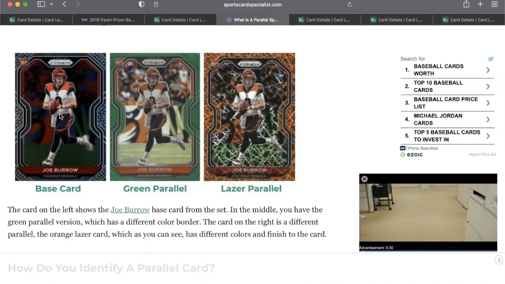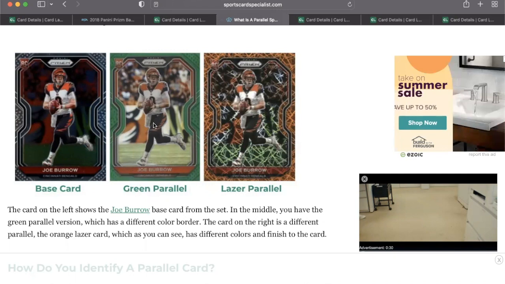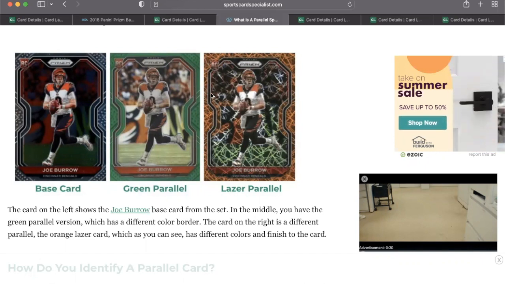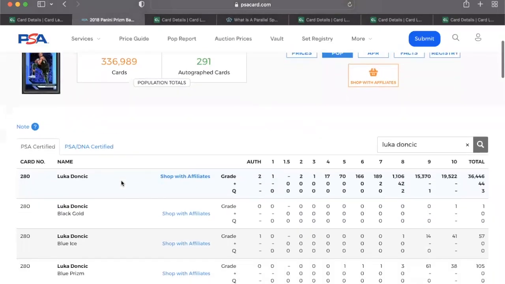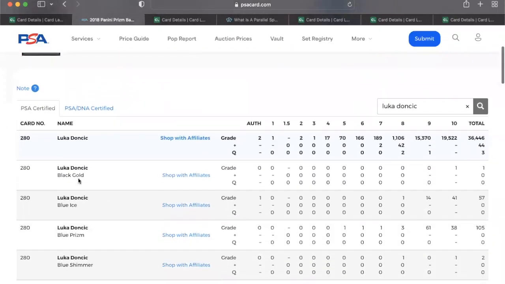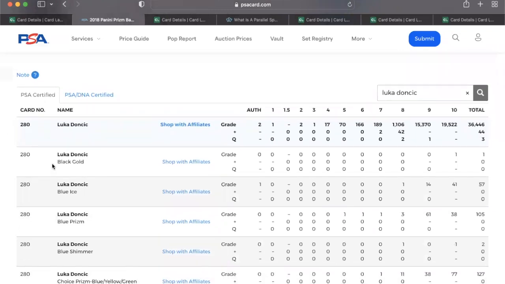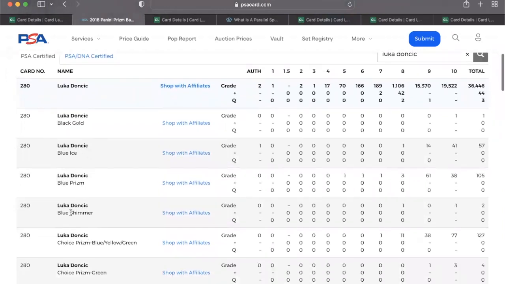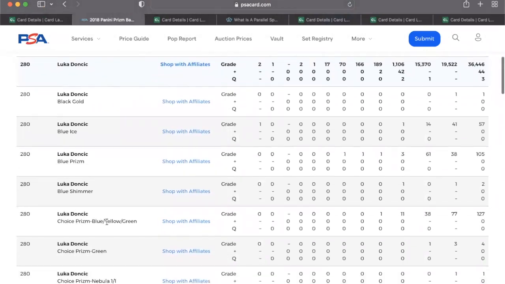As you can see, this is the Joe Burrow, just has this silver back. This would be a parallel. It is the same exact card, but all it has is a green back. This would be an orange laser parallel. As you can see, the same card, just a different color back. So now when we go back to looking at the population of all these Luka Doncic cards, you could see after the base, these all have a little subtext below the name: black gold, blue ice, blue prism, blue shimmer. These are all parallel cards, which means they are just the same Luka card, just a different color.